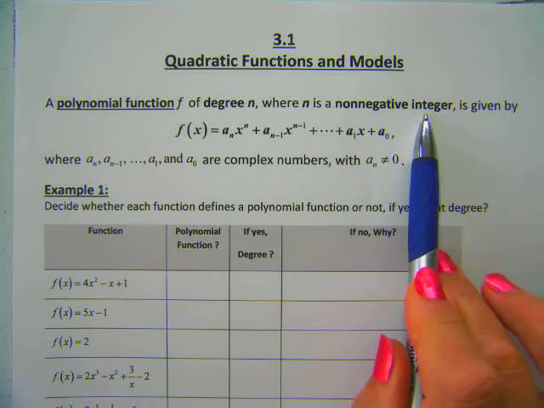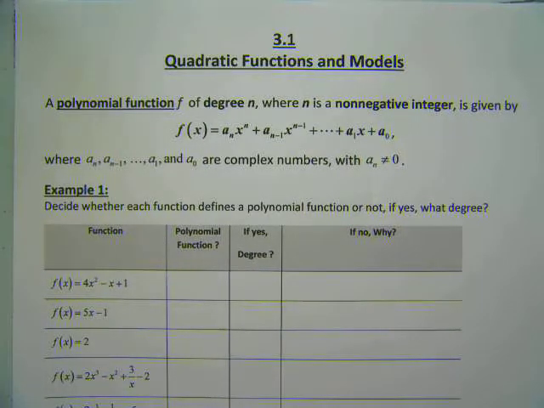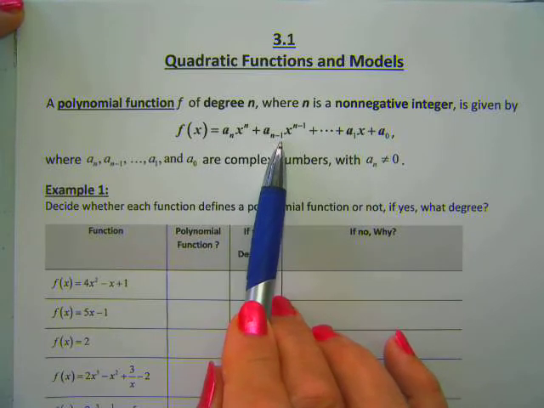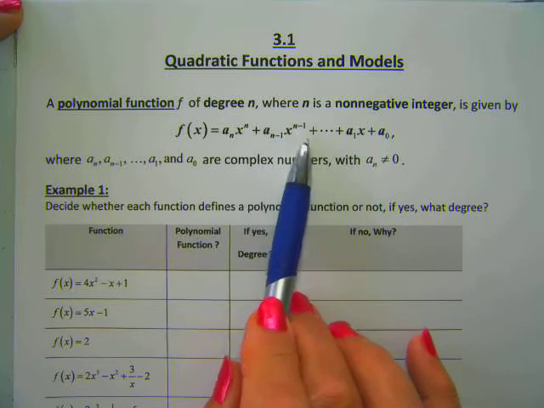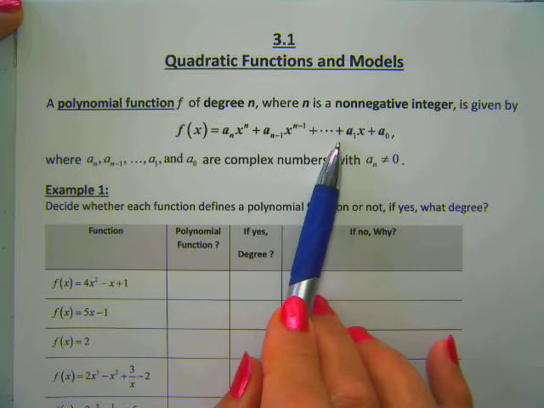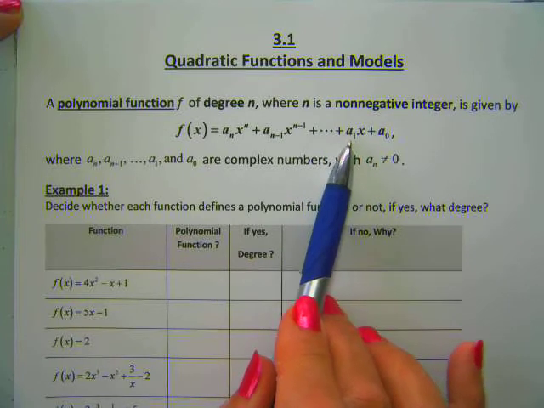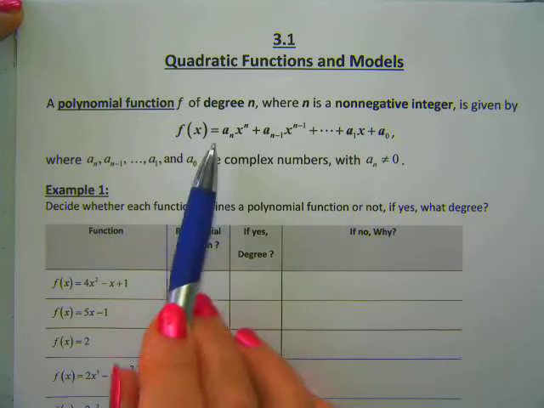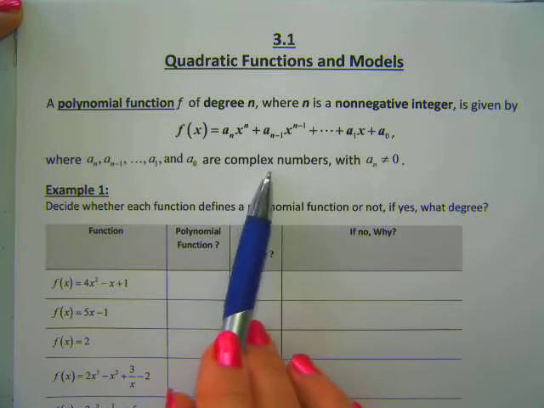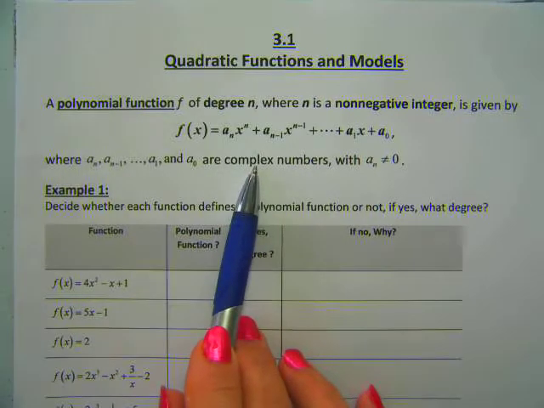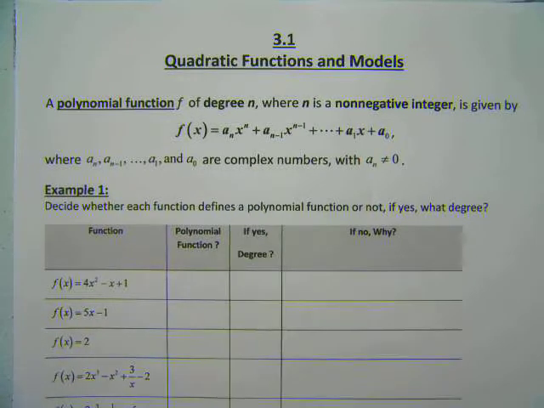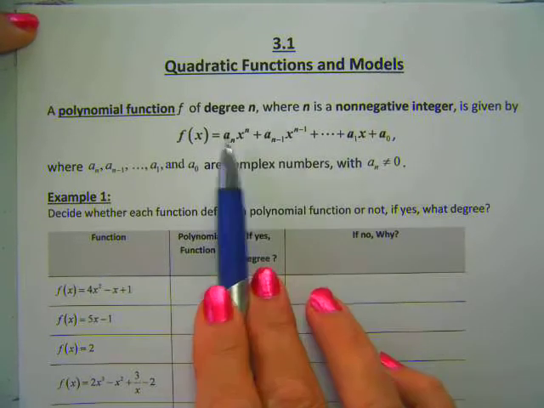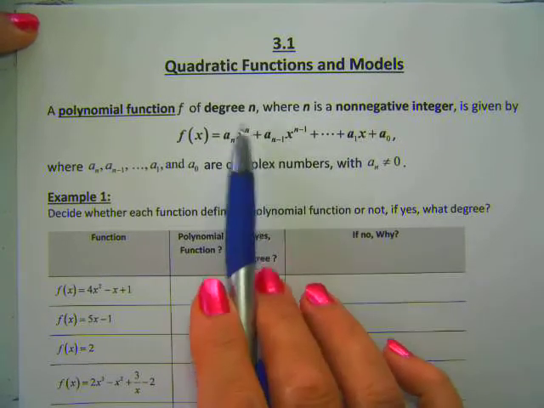integer, is given by f of x equal to a sub n x to the n plus a sub n minus 1 x to the n minus 1 plus dot dot dot, the pattern continues, plus a1 x, obviously to the first power, plus a0, where all these a's, these are coefficients, are all real numbers usually, but it's okay, complex. We know that real numbers are a subset of complex numbers. The first coefficient cannot be 0, because if this is 0, then it cannot be of degree n.